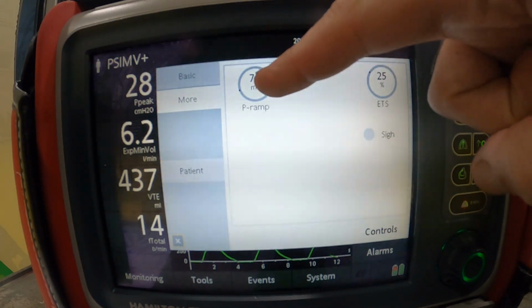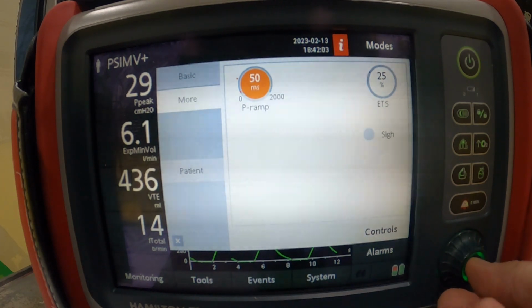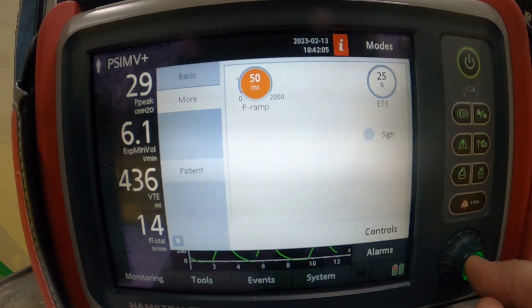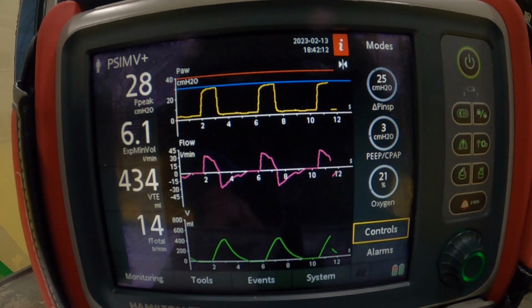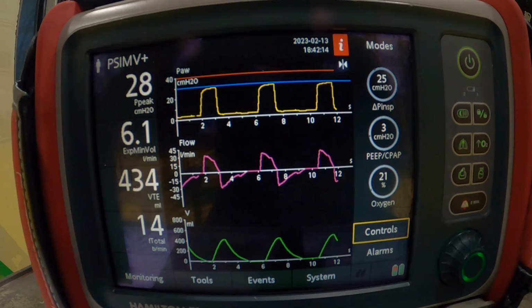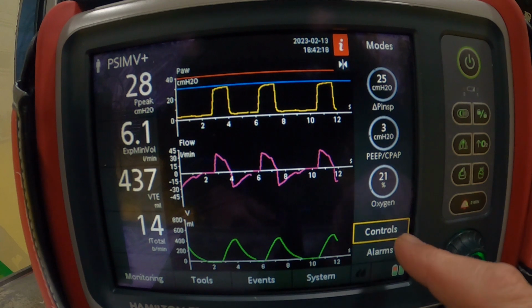It defaults to 70 milliseconds. So if I decrease that number, that means that it's forcing that air in to that pressure that I set quicker. So it will square that off more. That means we're getting to that pressure quickly.